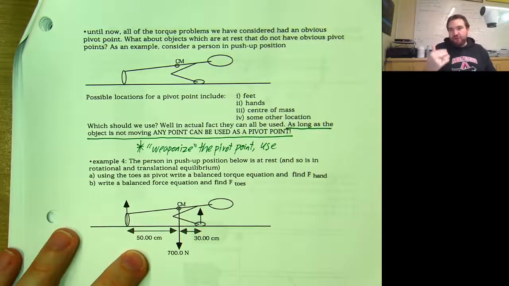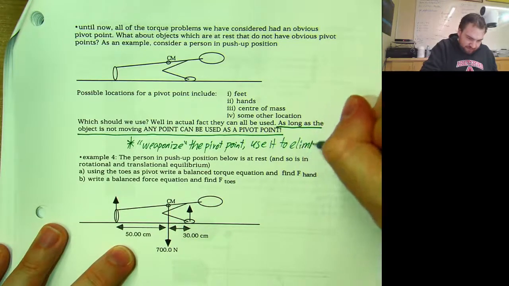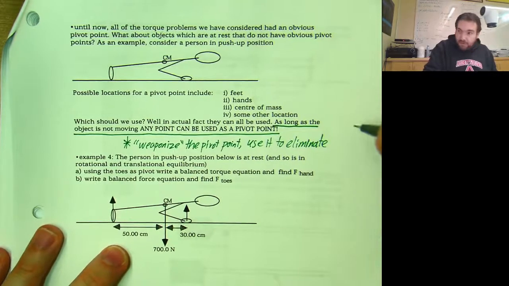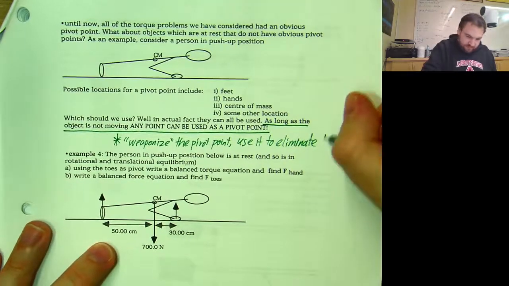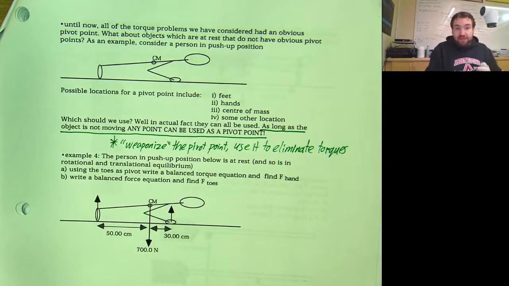And what I mean by that is you want to use it to eliminate torques, right? Because if you put the pivot point at a particular location and there are forces acting on that point, now that the pivot is there, the forces aren't going to be considered to be providing a torque at that point, because torque is all about the force times the distance to the pivot. I'll show you what I mean here. You want to use it to eliminate torques to make problems easier to solve.